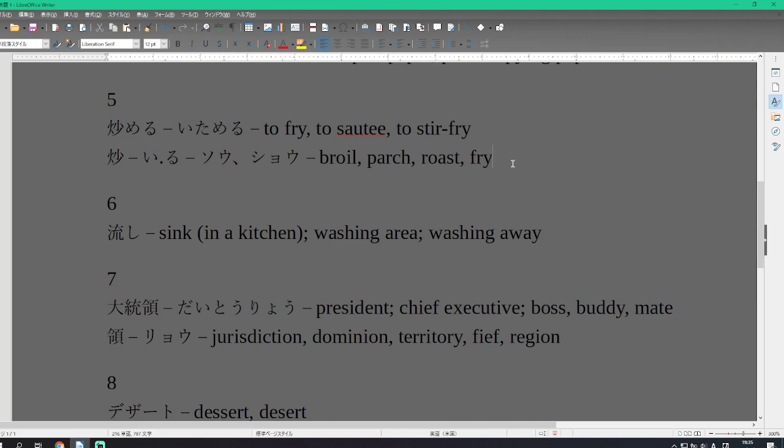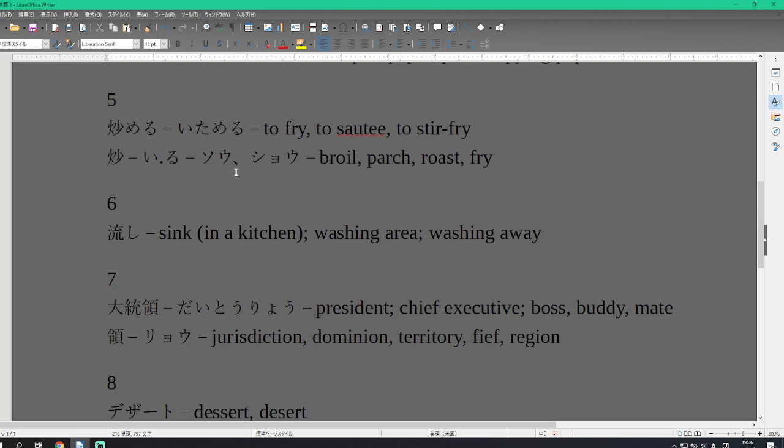Itameru is to fry, to saute, or to stir fry, to put on the fire a little bit.